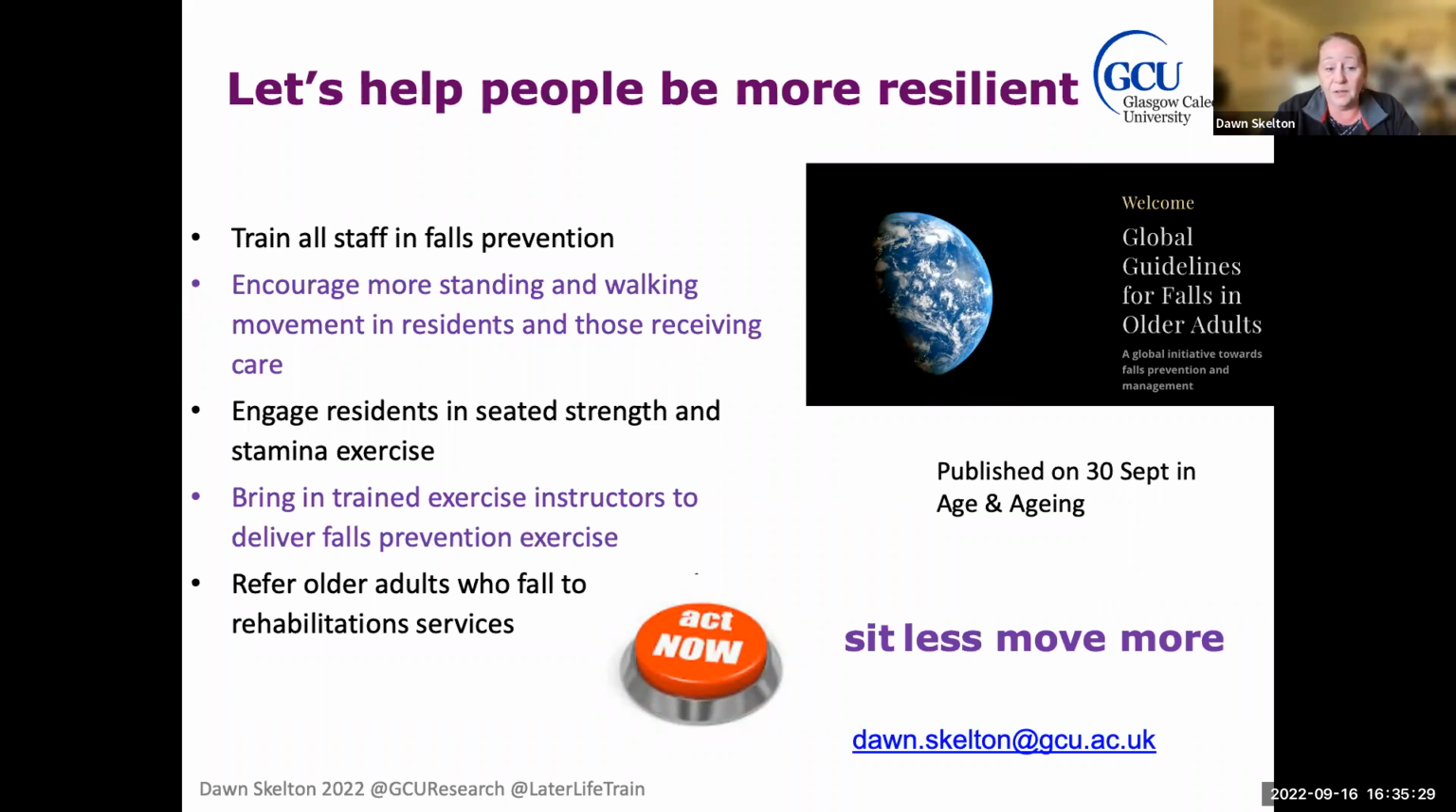And in an ideal world, refer older adults who fall to rehabilitation services, to the local falls services, because they may well be able to find other risk factors that they can intervene on to make a difference. So I'll just finish up reminding you that our world guidelines on falls are being published on the 30th of September in Age and Ageing, and encourage you to all work, everyone you work with, to sit less and move more for falls prevention.